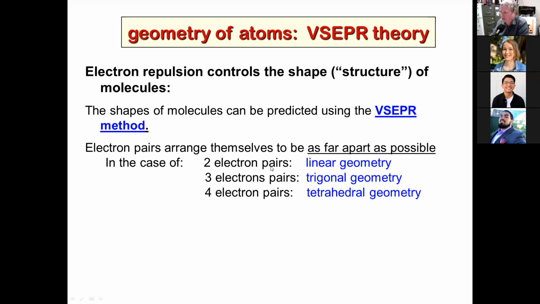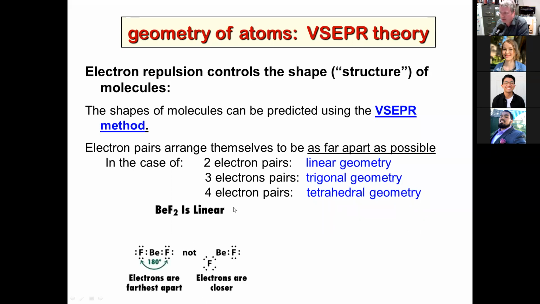In the case of two electron pairs, it'll be a linear geometry. If we have three electron pairs, it'll be a trigonal geometry. We'll show examples in a second. If we have four electron pairs, it'll be tetrahedral. And that's what we see most of the time in organic chemistry, like with methane or CH4. You have four electron pairs, they all repulse each other, and that's tetrahedral. Okay. So as an example of a linear geometry, beryllium difluoride is BeF2.